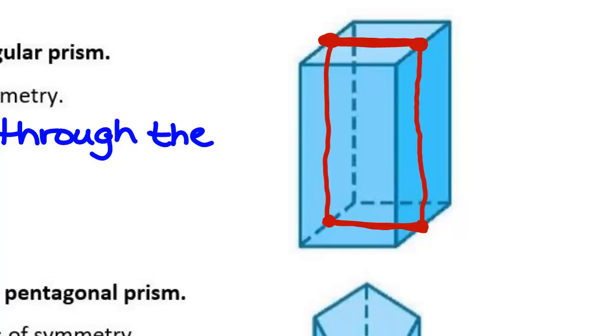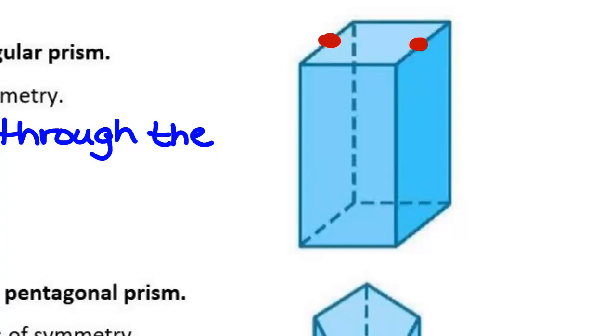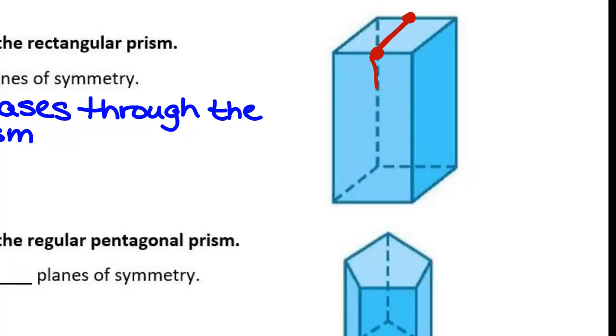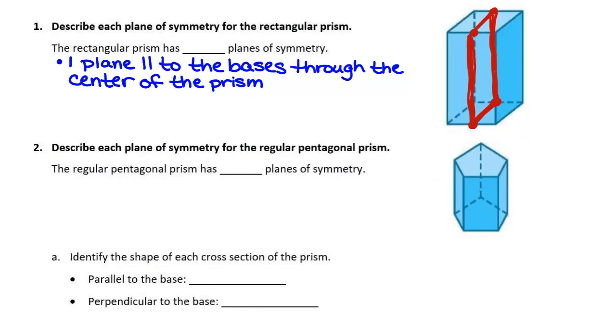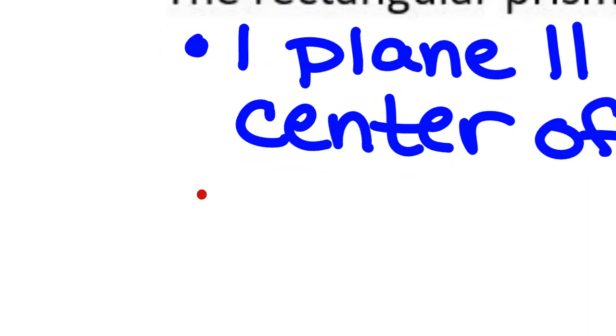Yeah, instead of going left to right, we could go front to back. So I could find the midpoint of the front edge and the midpoint of the back edge, and cut through the top right here, straight down to the bottom. If I cut it right here, I would create a left half and a right half that are identical. Does that make sense? Okay, so we're going to describe those two planes of symmetry.